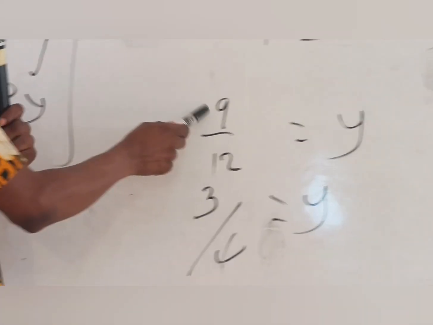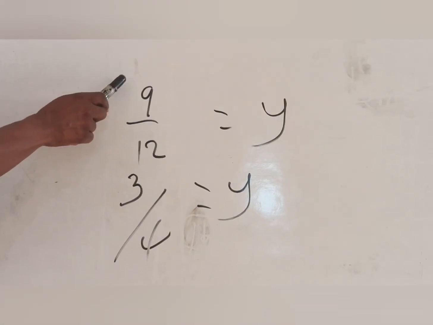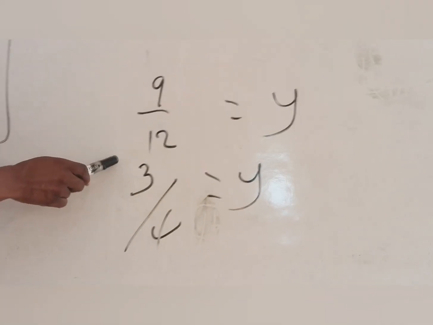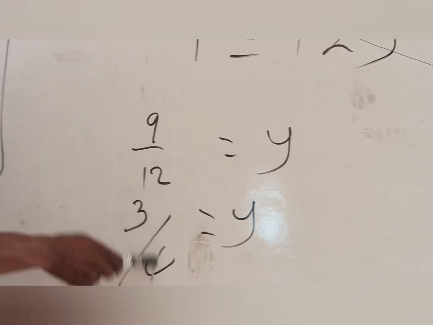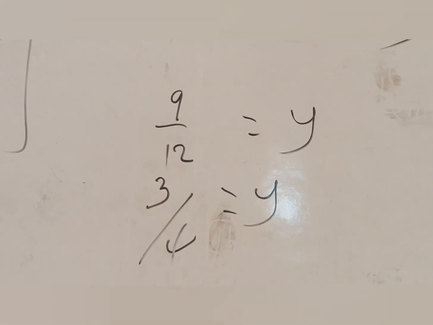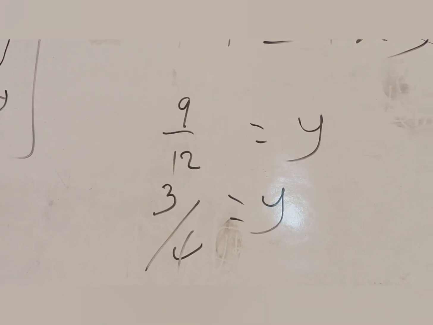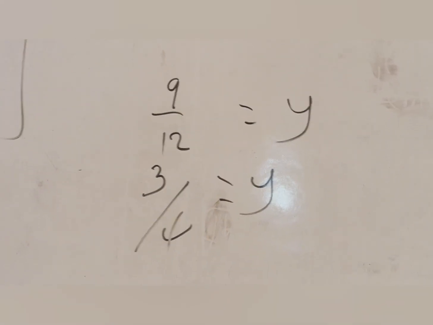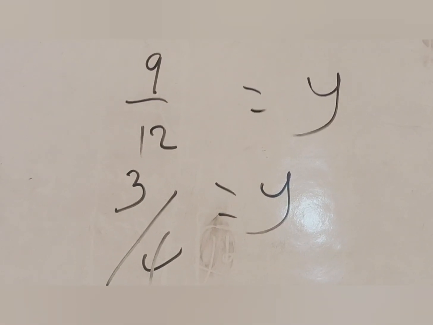Easy. When you come here, 3 goes into 9, 3 times. That's why it's 3. 3 goes into 12, 4. That's why it's 3 over 4. Can you see? You can see it.